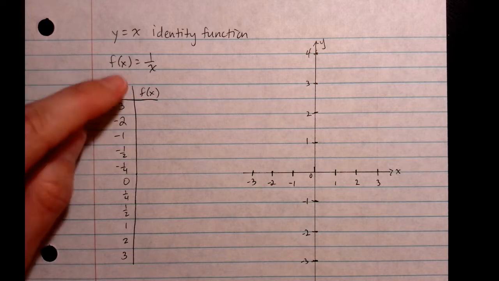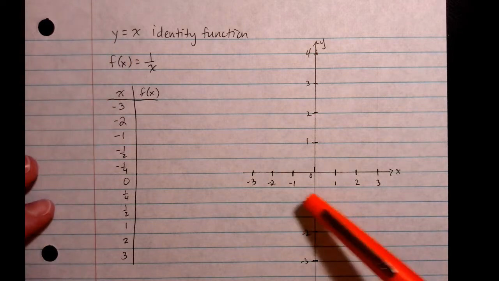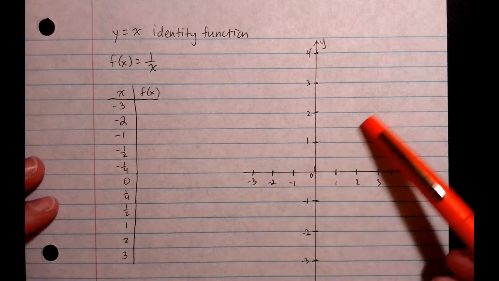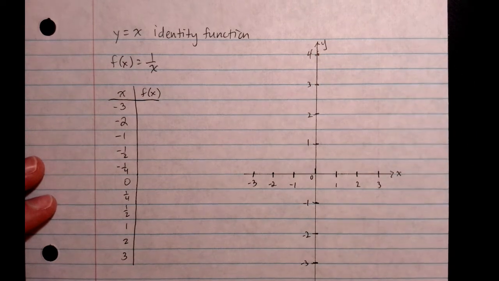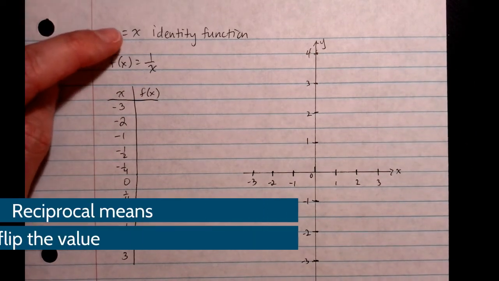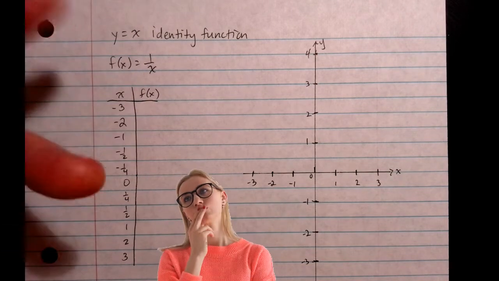For example, y equals x is the identity function. It's the line that you like to draw that just goes right down the middle here, right? 1, 1, 2, 2, 3, 3, and so forth, okay? But what happens if we take that function and we do its reciprocal? In other words, what if we take all these values and we flip them?